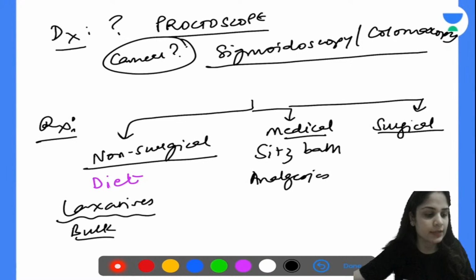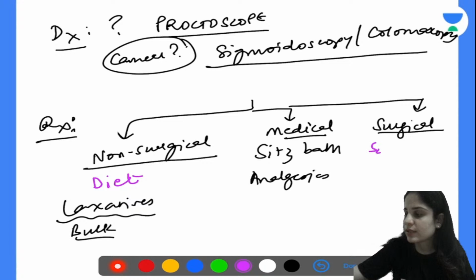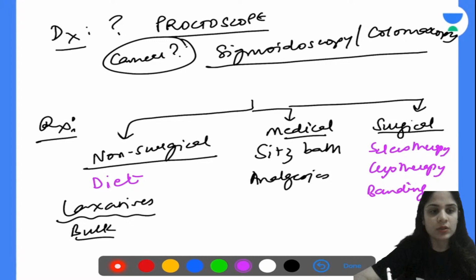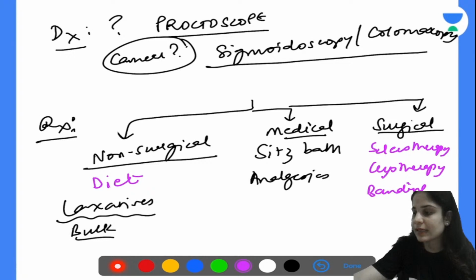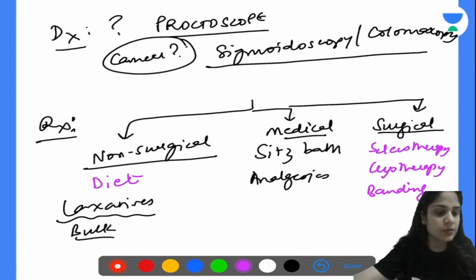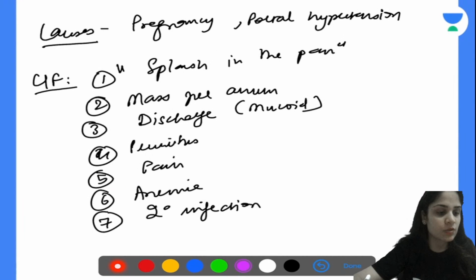you can do for the treatment of the hemorrhoids, and that is your sclerotherapy, cryotherapy and banding. All right, so these are all the options that we have regarding our hemorrhoids. All right, so we've discussed everything regarding hemorrhoids, how to diagnose it, what is the treatment, what are the causes, what are the clinical features. So all of that is sorted for the disease.